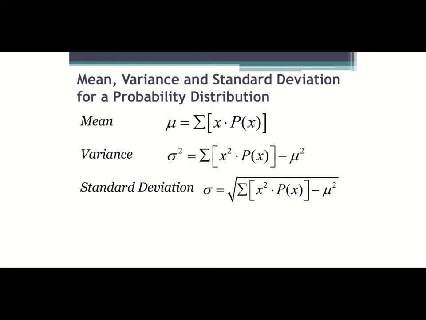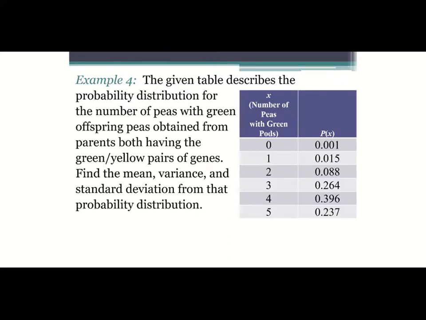So we finished the front page. At the very bottom of the front page, you see these three equations. This is for the mean, variance, and standard deviation of a probability distribution. We're going to be using them on the next page, but you'll see them on the bottom of the front of your notes page there. So at the top of the back page, we have example 4.